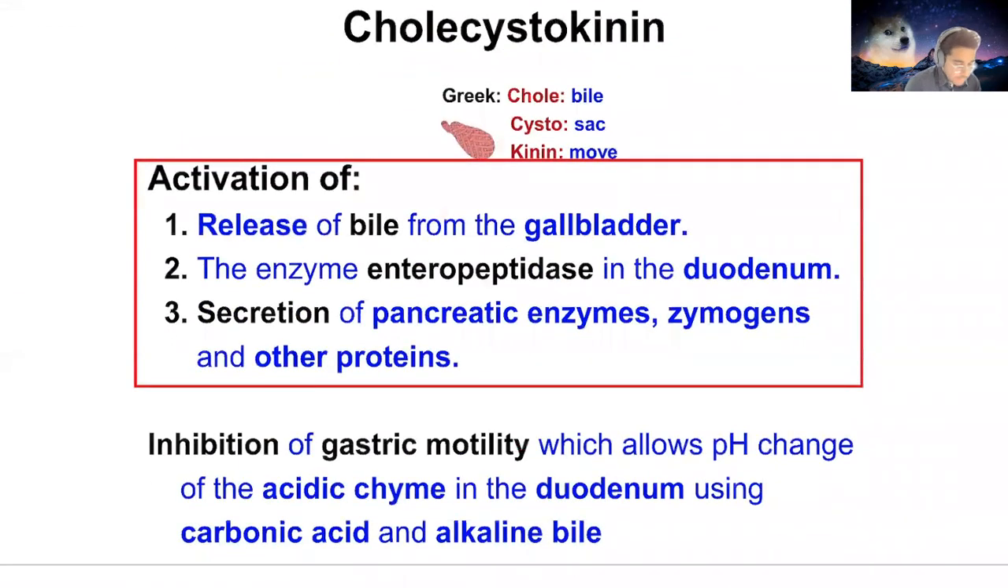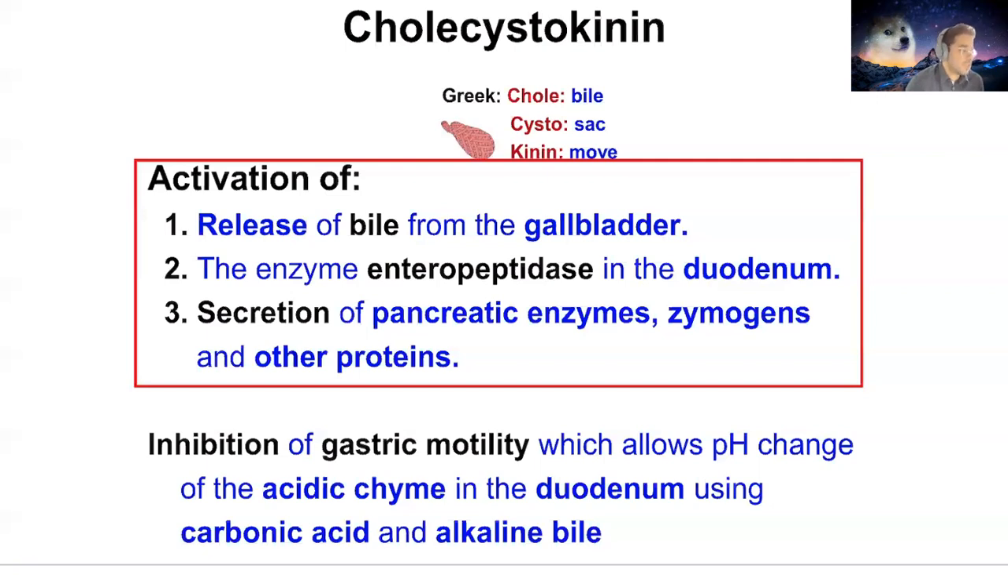Let's look at cholecystokinin. I love Trotz because she likes breaking apart her words, and it makes my life less intense trying to learn Latin and Greek in the same medical school curriculum. Chole is talking about bile, cysto is the gallbladder sac, and kinin is movement. So it releases bile from the gallbladder.